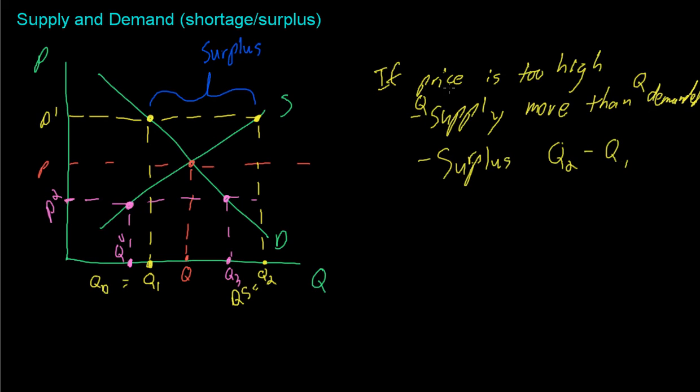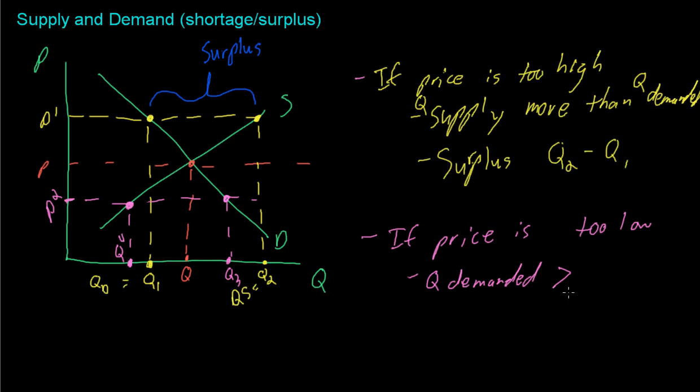So when price was too high, then you supply more than is demanded, and you have a surplus. And then also, if price is too low, then the quantity demanded, and I'm just going to write greater than, is greater than the quantity supplied, and that is called a shortage. And in this diagram over here, that would be Q3 minus Q4.